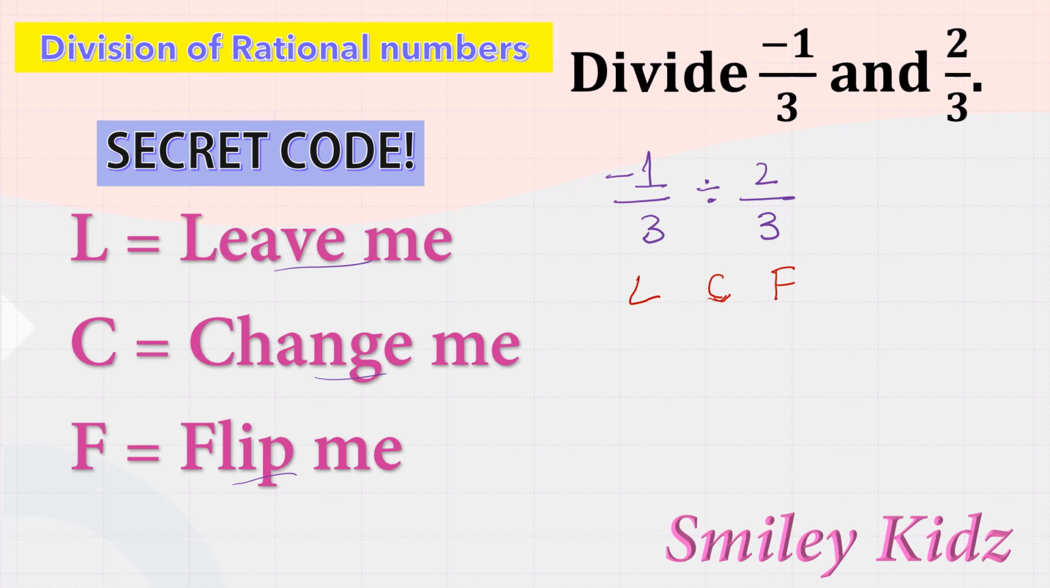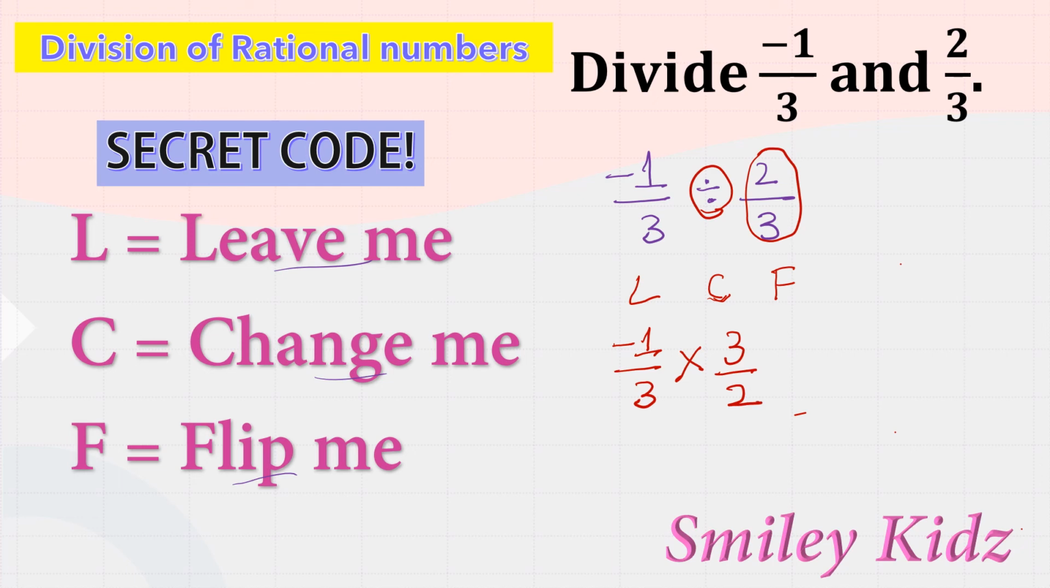So let's apply them. L stands for leave me, so you have to write it as it is. C stands for change me, so we need to change this division symbol into multiplication symbol. And what do you mean by F? It's flip me, so you need to reciprocal 2 by 3. You need to flip it. What will it be? It will be 3 by 2.